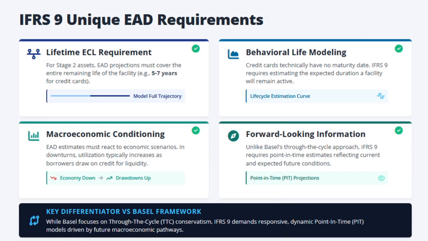Let's talk about the IFRS 9 specific requirements. IFRS 9 introduces unique EAD modeling challenges that don't exist under Basel, like the lifetime ECL requirement. For stage 2 assets, you need EAD projections over the entire remaining life of the facility. For a credit card, this might be 5 to 7 years. So you must model not just next year's expected balance, but the entire trajectory.